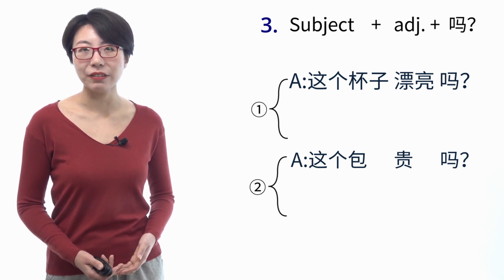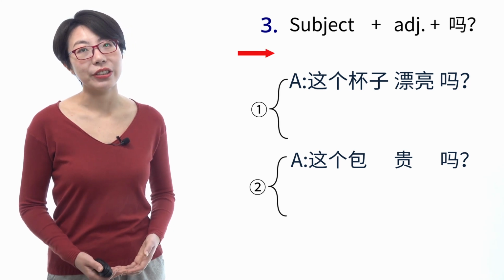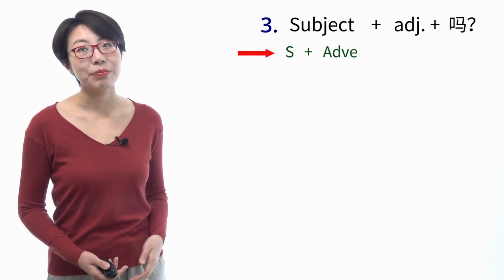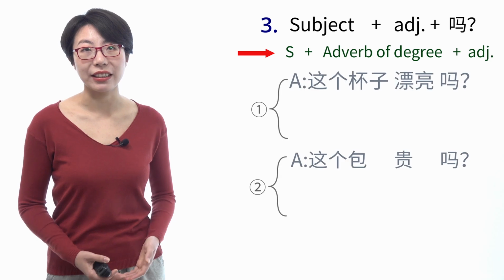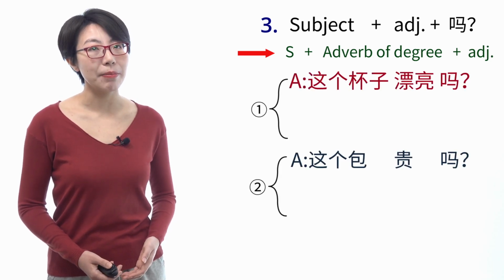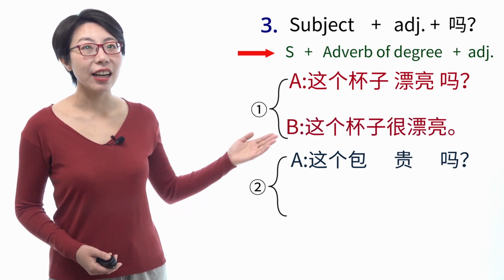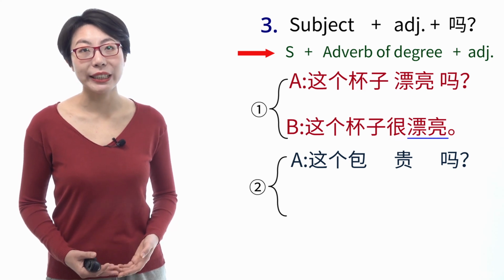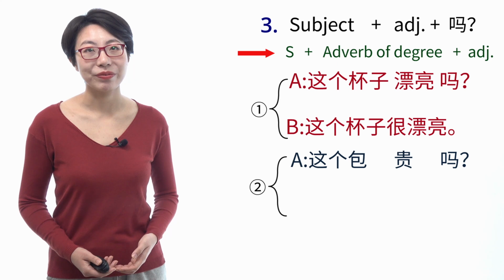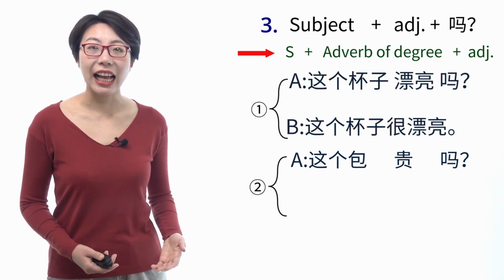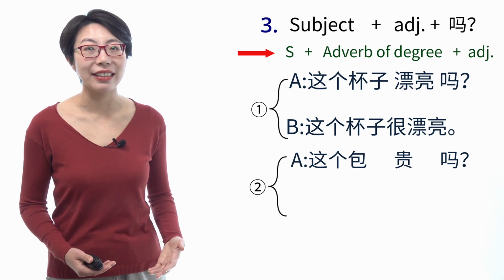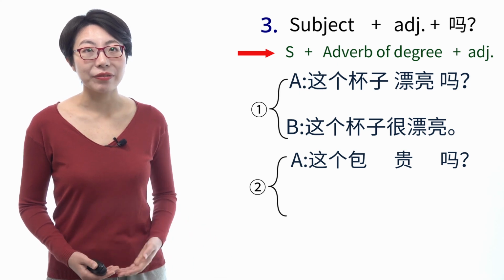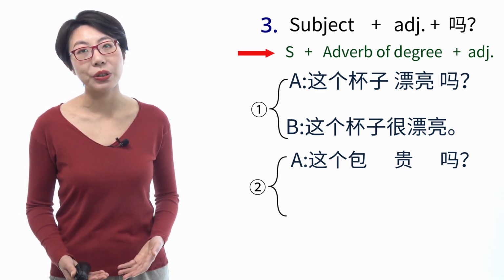Is this bag expensive? The answer to this kind of question, if you want to say yes, is subject plus adverb of degree plus adjective. So, 这个杯子漂亮吗？这个杯子很漂亮。很, very. 漂亮, pretty. This cup is very pretty. Pay attention. The adverb of degree is necessary when there is an adjective in a sentence. 很 means very. And also sometimes we just need it to conform to the rule.